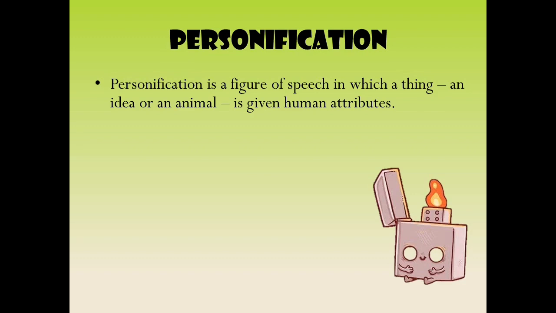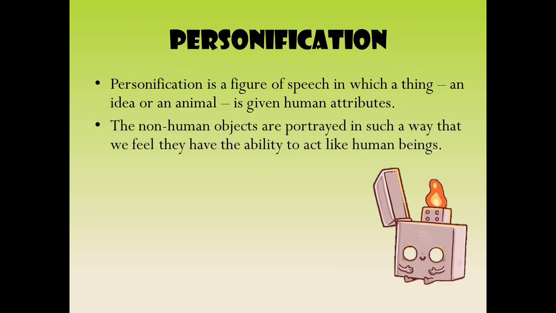But now you see here in the right hand side corner, you see a lighter. But then you see that it is having hands, it is having toes, it is having a small smile and two eyes. So now you can actually see that the lighter is being personified. And what we have done, we have given human attributes to it. Right? So let us understand what it says. The non-human objects are portrayed in such a way that we feel they have the ability to act like human beings. So you can see even the lighter gives a feel that it is actually a human figure that has been molded into a lighter. So this type of comparison where human attributes are being given to a certain thing, it becomes personification.